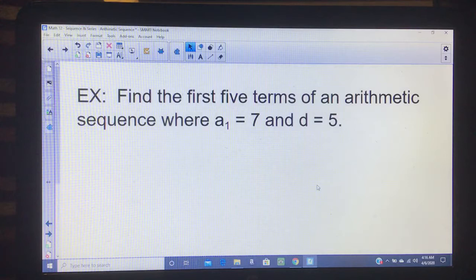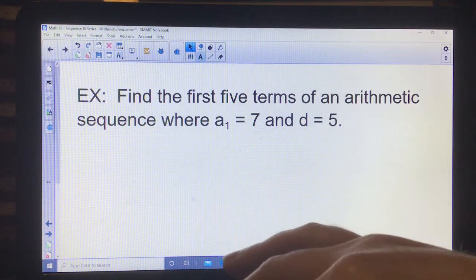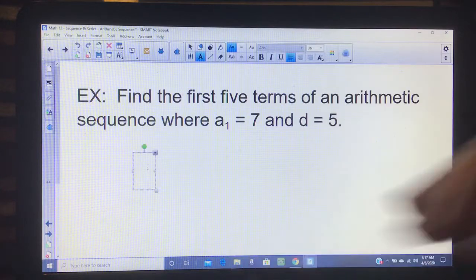All right, so once we know these, basically we can just make arithmetic sequences. So this one's pretty easy. It gives us the first term, 7. It gives me the common difference, 5, and then asks me to come up with the first 5 terms. So this one, I think it's pretty easy. If I can just type it in, I'll just do it on the screen here.